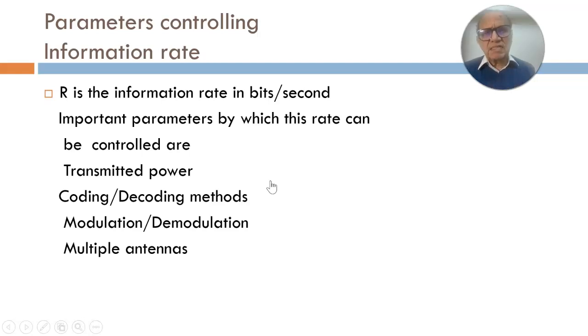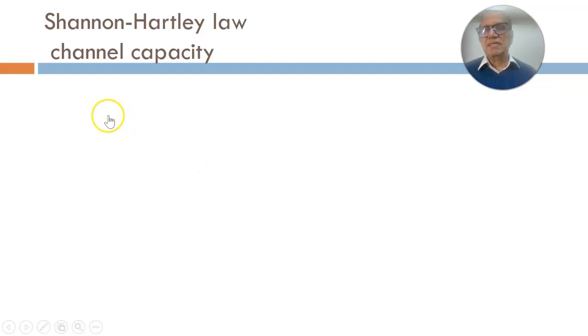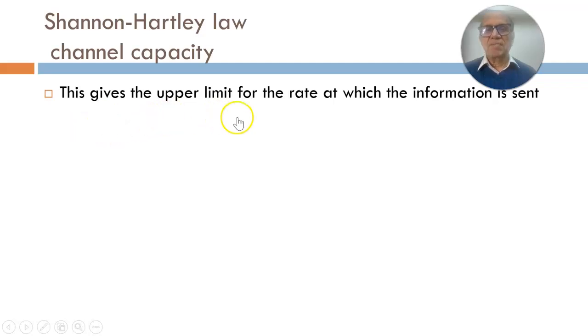Okay, but what is the highest information rate that he can achieve? Now there is an upper limit for that, and that is obtained by a law called the Shannon-Hartley law for channel capacity. This gives the upper limit for the rate at which the information is sent. Whenever anyone designs a communication system, and wants to know how good it is working, all he has to do is compare his own information rate achieved in his system with the rate given by the Shannon-Hartley channel capacity. So what is the equation for this? B log(1 + S/N).